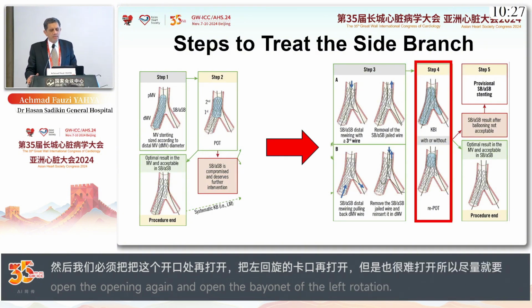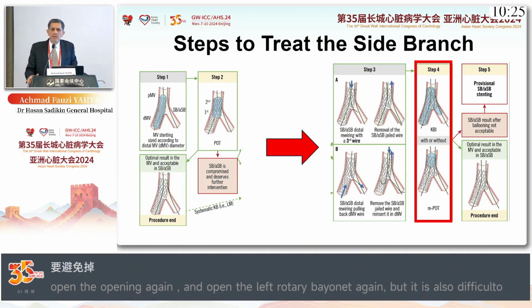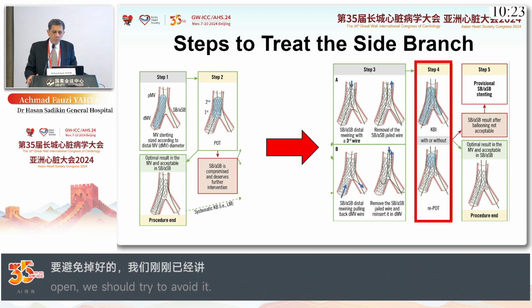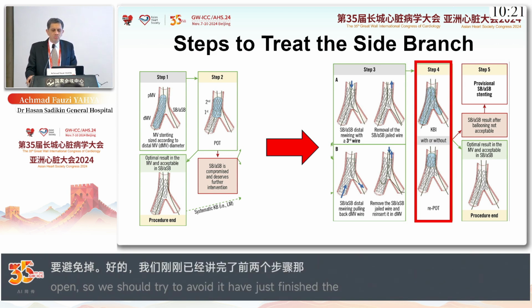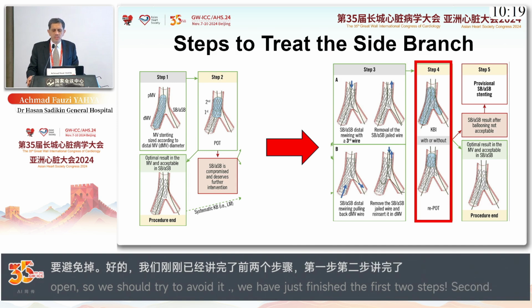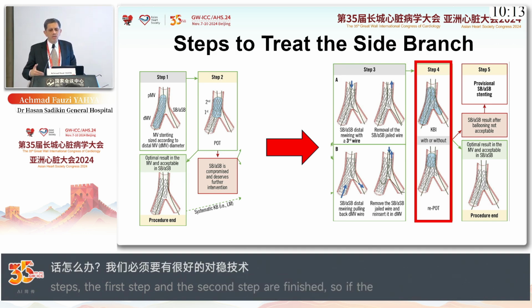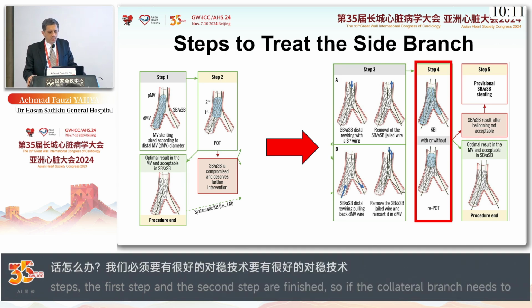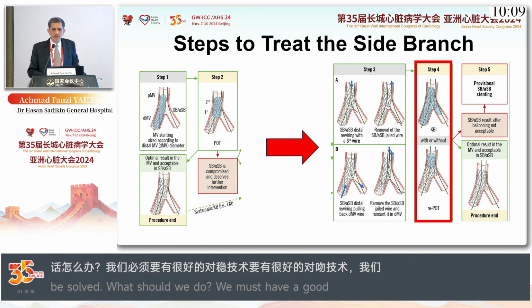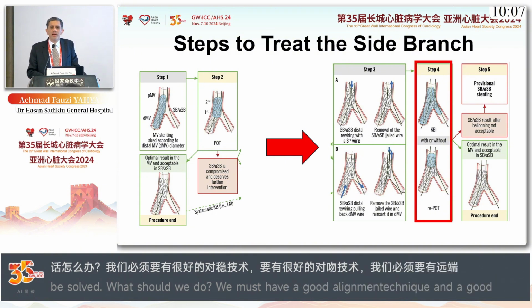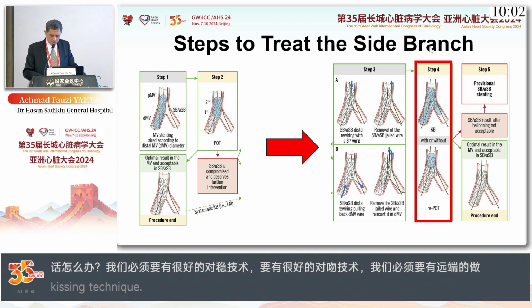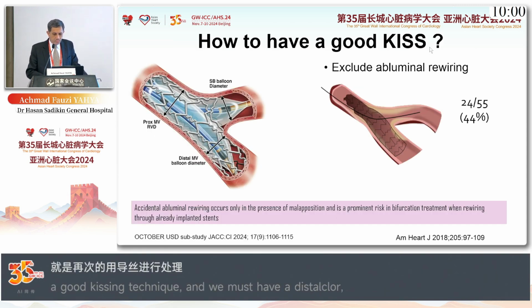So we already talked about step 2. But how about when we need to treat the side branch? To treat the side branch, we need to have a good case. That's important. To have a good case, it requires performing the distal rewiring, or rewiring at the best strut cell.